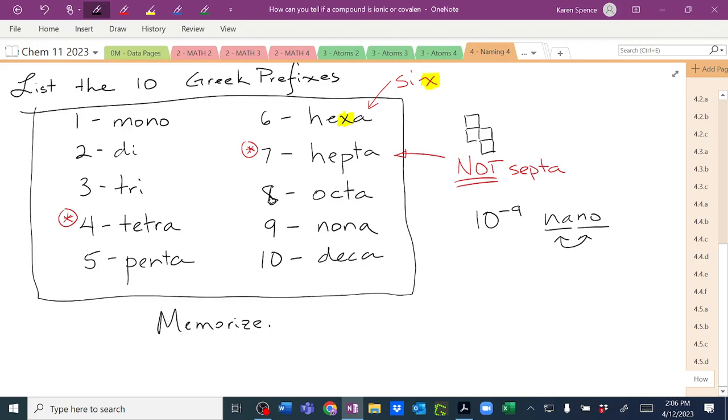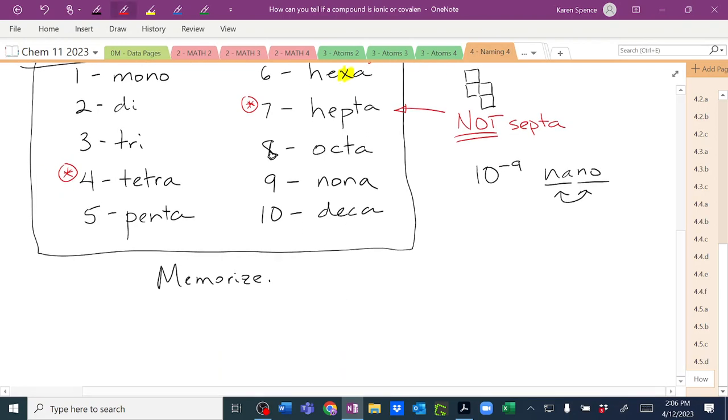All right. Now, would that it were this simple and that was it. There are a couple little things, they're not too bad, but the first one is mono. Mono is a little bit troublesome because we do not use it on the first word.